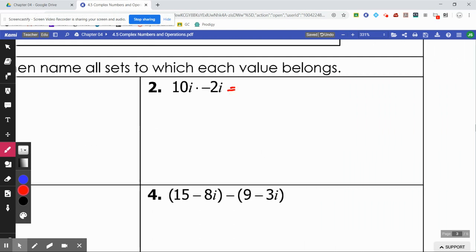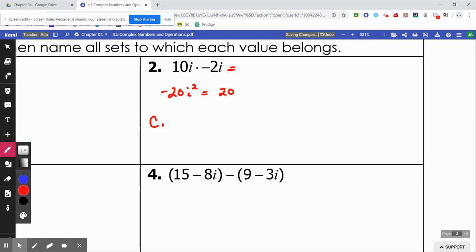10i times negative 2i, let's multiply. That's negative 20. i times i is i squared. So that's negative 20 times negative 1, which is a positive 20, which is a complex number. And then it's either real or imaginary. This one is real. If it's real, it's either rational or irrational. This is a rational number because it's not a crazy decimal. It can be written as a ratio or a fraction.